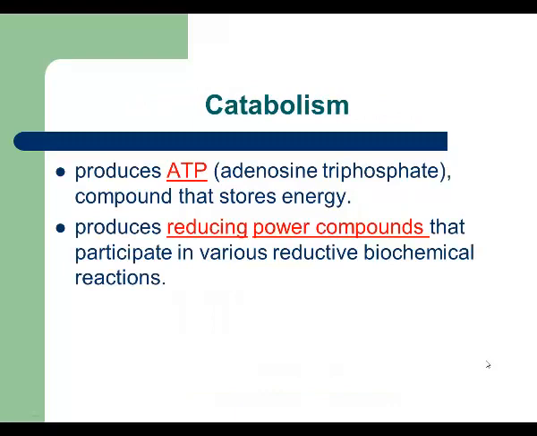Besides 12 precursor metabolites, catabolism makes ATP molecules or adenosine triphosphate molecules, which are a source of energy for cells. And also catabolism makes reducing power compounds, compounds that participate in many biochemical reactions.